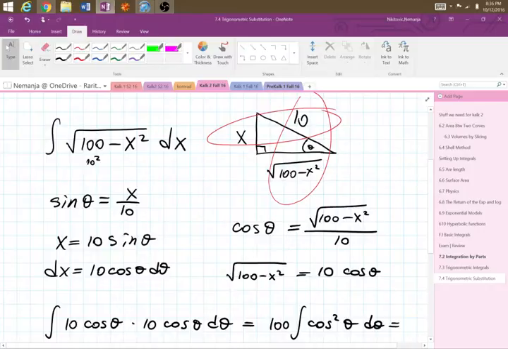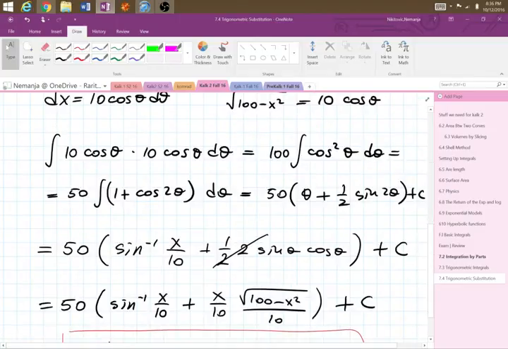So we are replacing the square root with cosine, 10 cosine theta. We are replacing dx with 10 cosine theta d theta, which is this. 10 times 10 is 100, kick it outside. Cosine times cosine is cosine squared theta d theta. And the rest are now your skills in solving integrals. How do I integrate cosine squared?